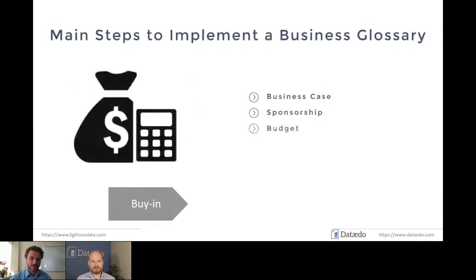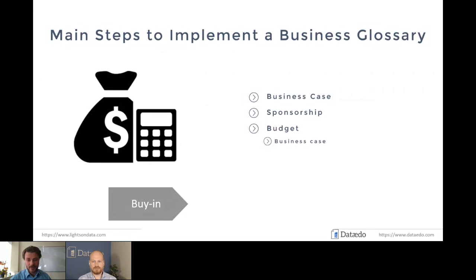Okay, on the budget piece, you need a budget, obviously. In order to set everything up, you need a budget to learn and discover best practices. You need a budget to maintain it, evolve it, and again, ideally have a tool so you can manage it more efficiently and integrate with other data management tools such as a data dictionary, a data catalog, even data quality tools.